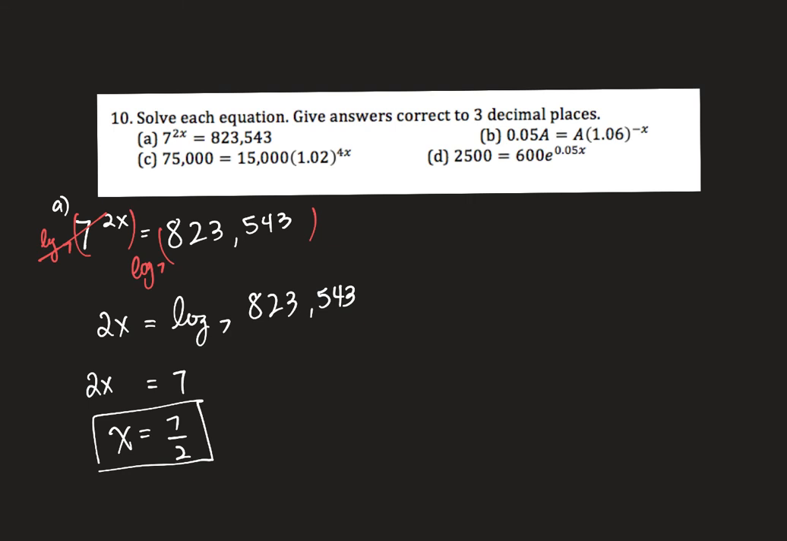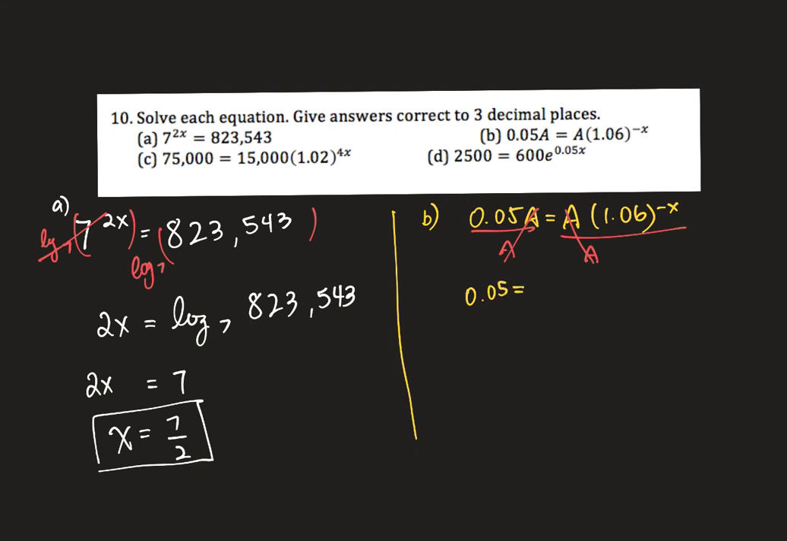Trying now letter B. 0.05a is equal to a times 1.06 raised to negative x. Notice that we have two different variables in this equation. We cannot solve if we have two different variables. So actually, when you see that a is multiplied to each side, I'm just going to divide each side by a, and that would actually cancel them out. Now I no longer have to worry about a.